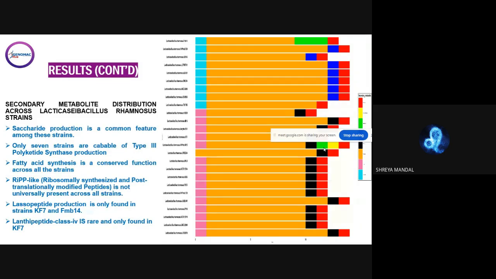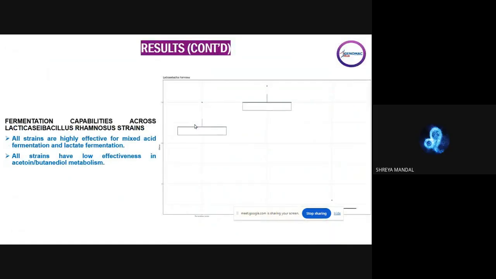And the lanthipeptide class 4 is rare and only found in the KF7. So that's why this light yellow color is only present in the Lactobacillus rhamnosus KF7. So this was the result of the secondary metabolite distribution. Please kindly round up. Thank you very much.